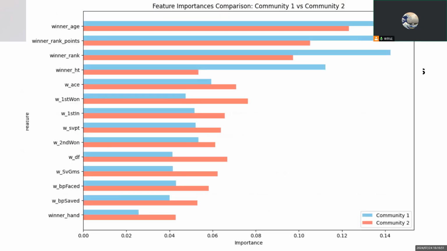And here you can find our located feature importance by applying a random forest on the dataset for the respective communities. We could find the personal particulars are the most important, like age, points, rank, and height. And also for the gameplay details, we noticed first serve won and the ace are the most important.